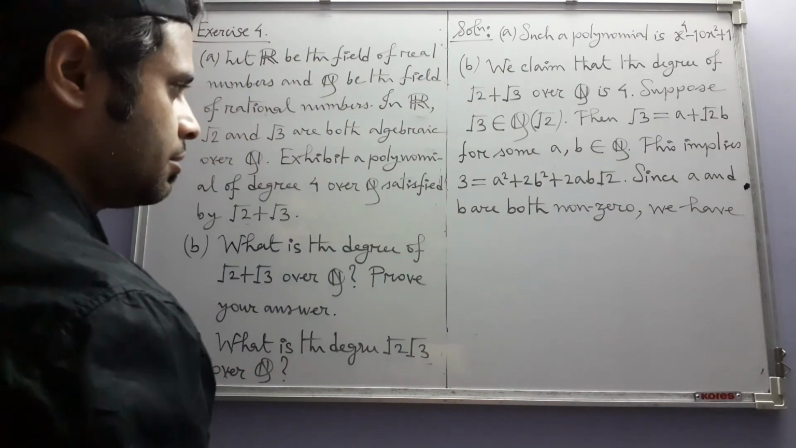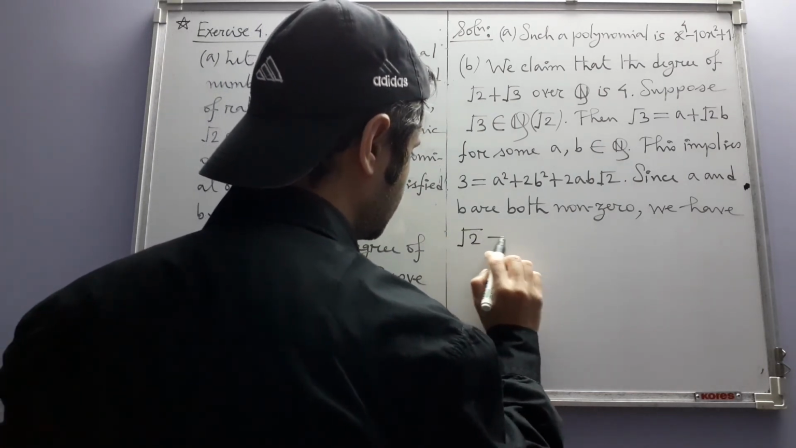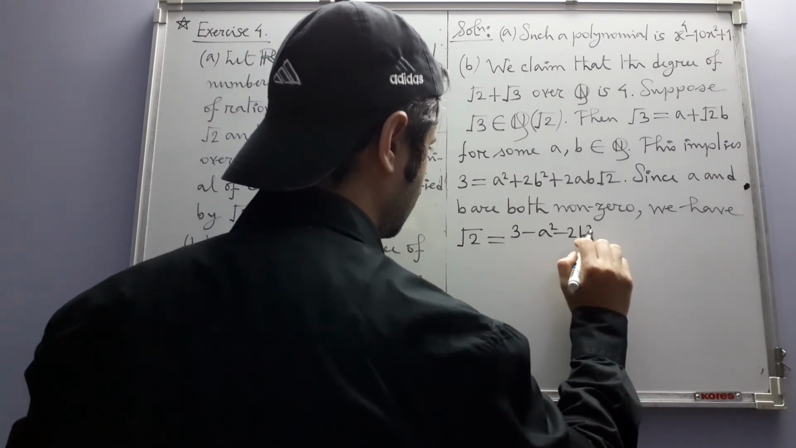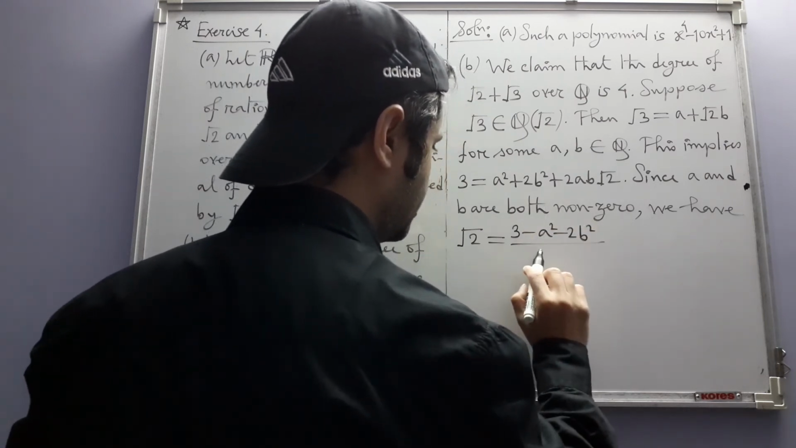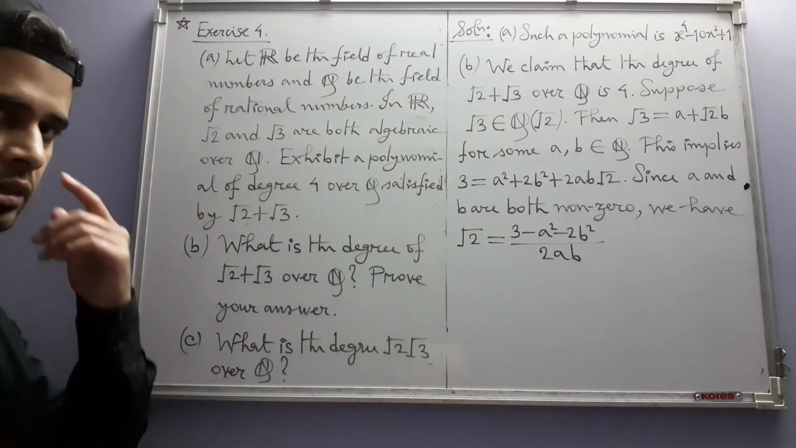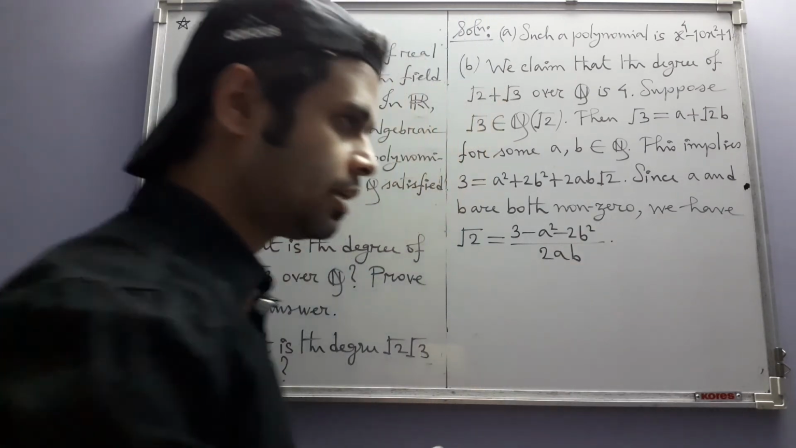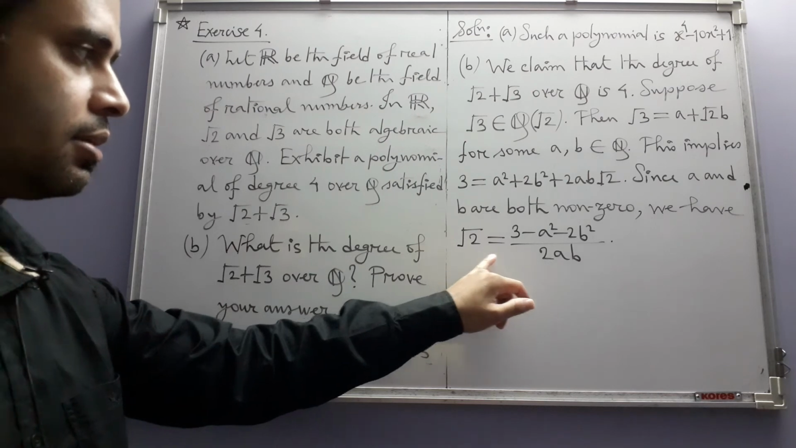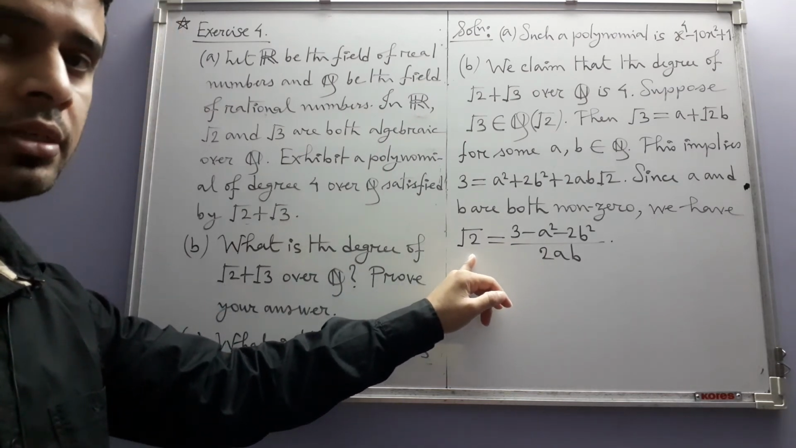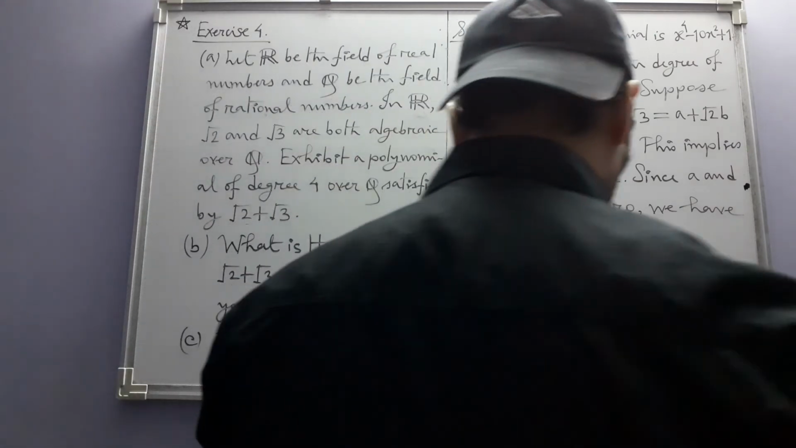So we can write square root of 2 like this. Non-zeroness of a and b allows us to divide by 2ab. But then this is a contradiction, because the left hand side is an irrational number, but the right hand side is a rational number.